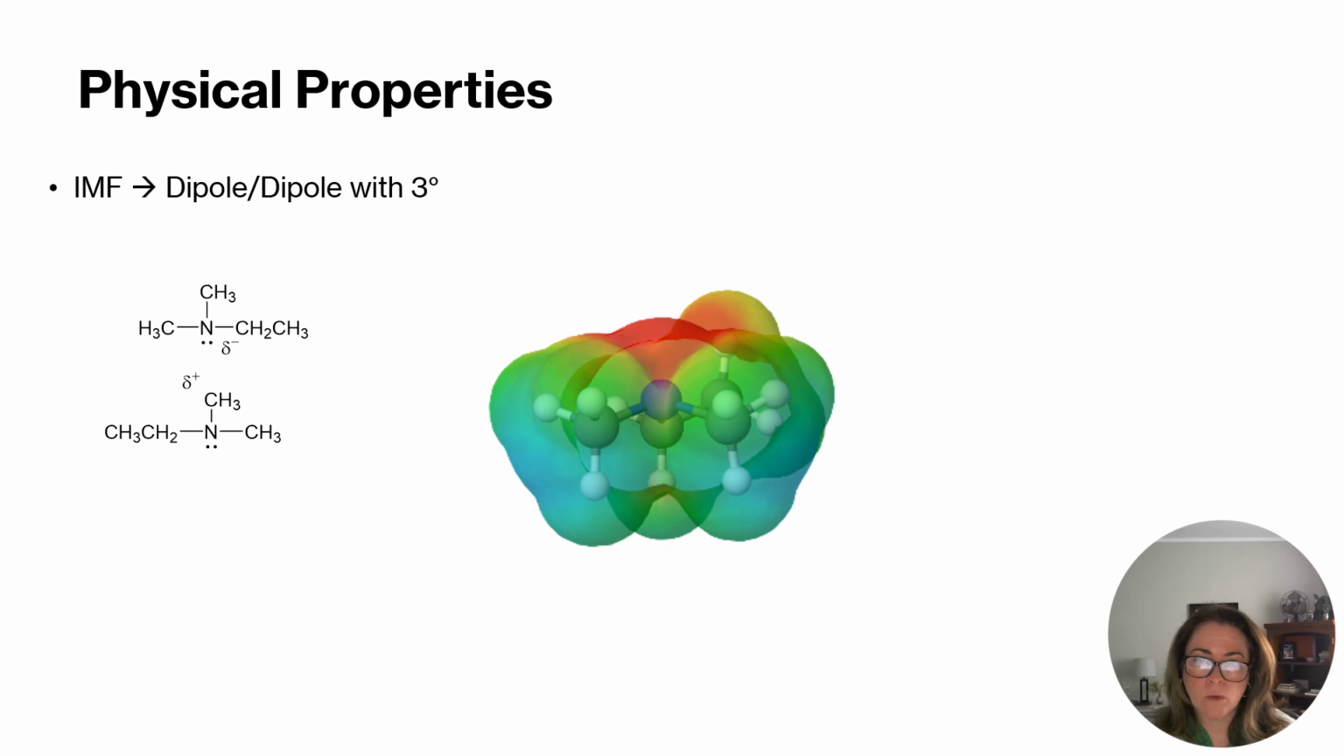Pulling up Mole View, you can see that the color variation is not anywhere near as dramatic. Yes, the nitrogen is still slightly negative, and the rest of the molecule is slightly positive, but again, it's not nearly as dramatic. And so this is going to have an impact on its solubility, on its phase change, and all of those things.